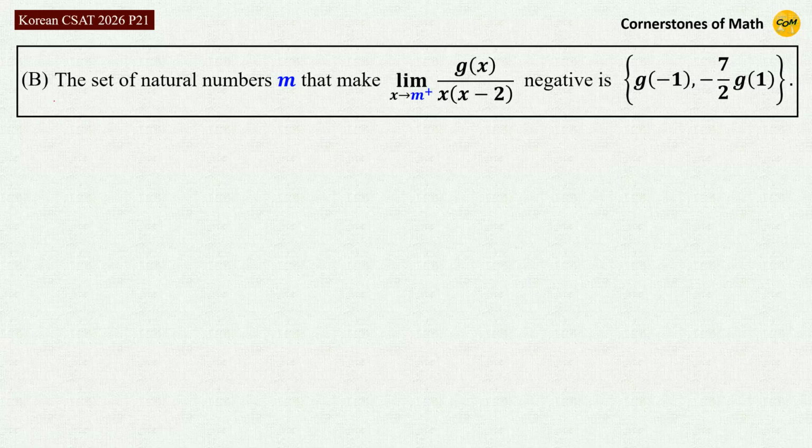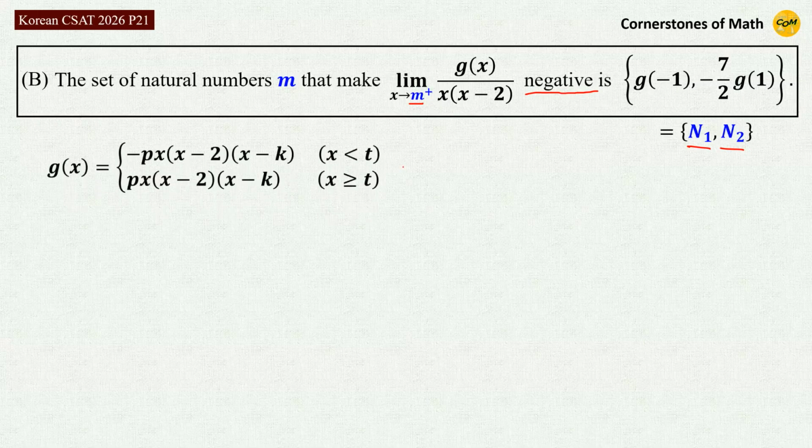Now let's move on to condition B. The same one-sided limit that we discussed so far has negative values when m is the natural number in the set g of negative 1, negative 7 over 2 times g of 1. For now, just for the sake of simpler notation, let's call these two natural numbers n1 and n2, and we'll consider their relation with function g later.